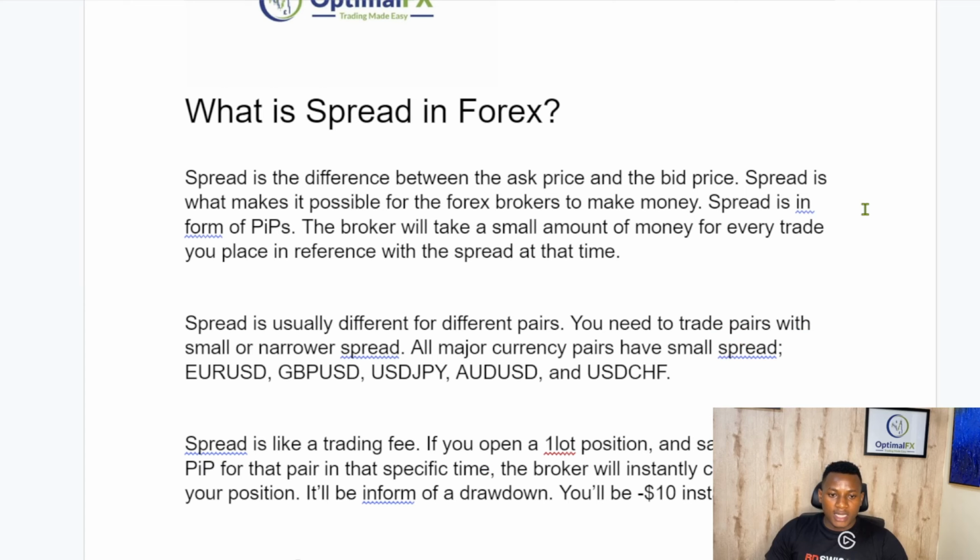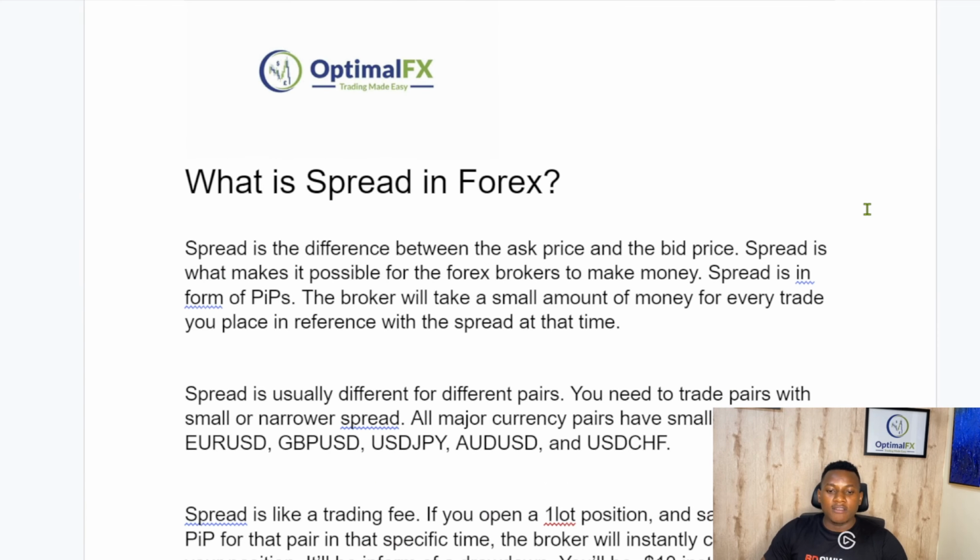Let's talk about spread. What is spread in Forex? By definition, spread is the difference between the ask price and the bid price. Spread is what makes it possible for the Forex brokers to make money. Spread is in form of pips. What happens is the broker will take a small amount of money for every trade you place in reference with the spread at that time. So basically spread is like a transaction fee. It's the way you send someone M-Pesa and you are charged a small fee. That is what spread is.